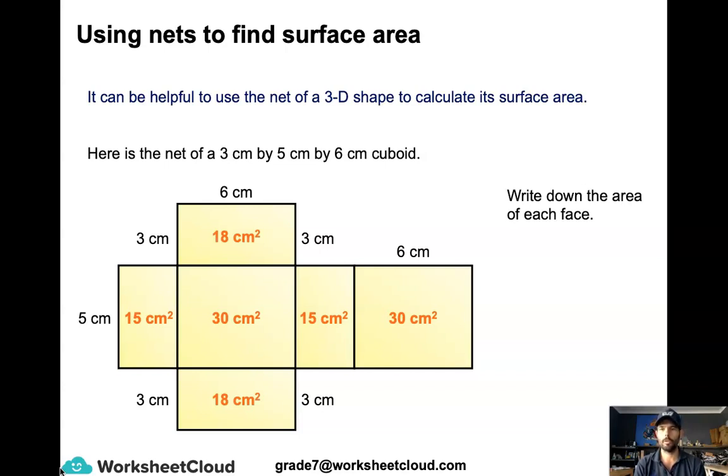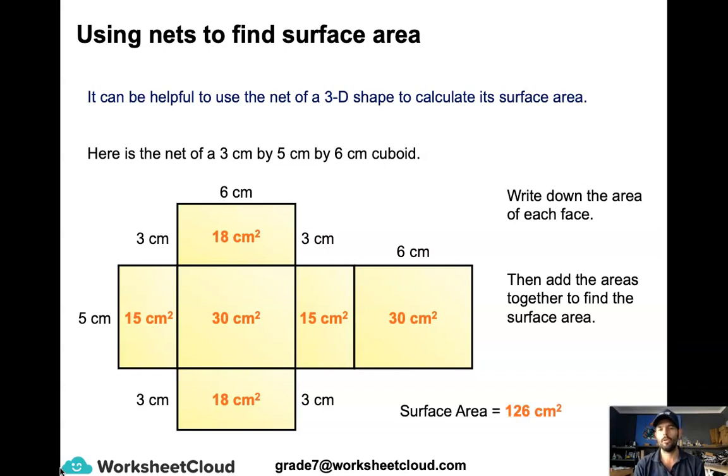So if I just go through them quickly, your 18 centimeters squared is 6 by 3. Your 15 centimeters squared is 5 by 3. The 30 centimeters in the middle is 6 by 5. And then obviously the 30 centimeters on the right hand side is the same, 6 by 5. Then all you need to do is add up those individual areas, and you'll get an answer of 126 centimeters squared.